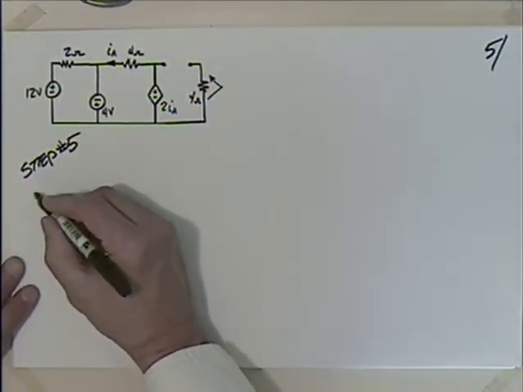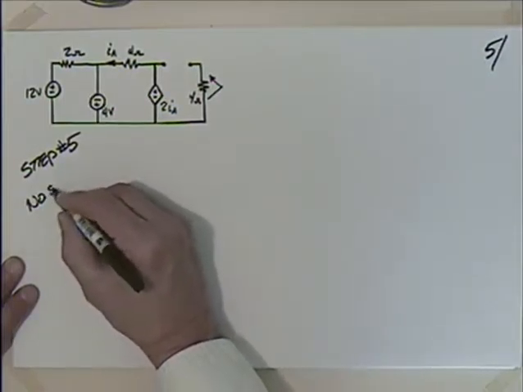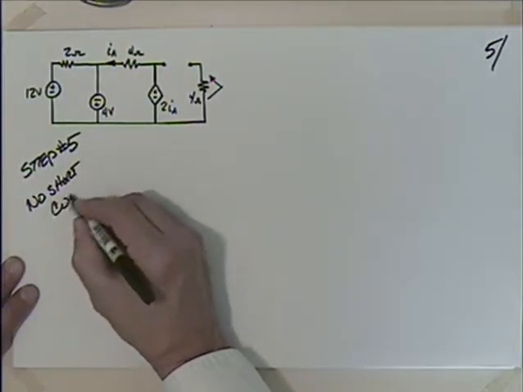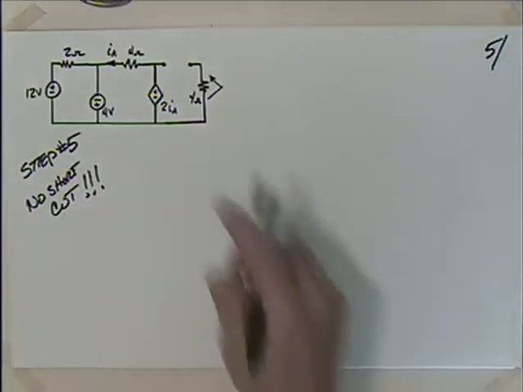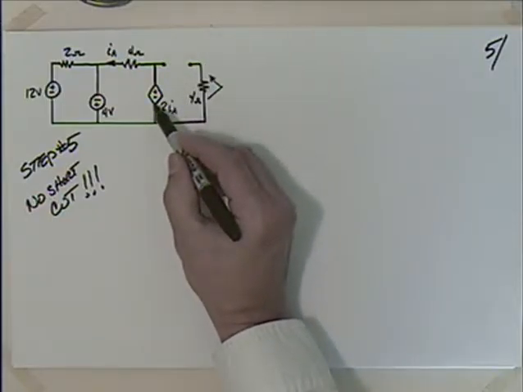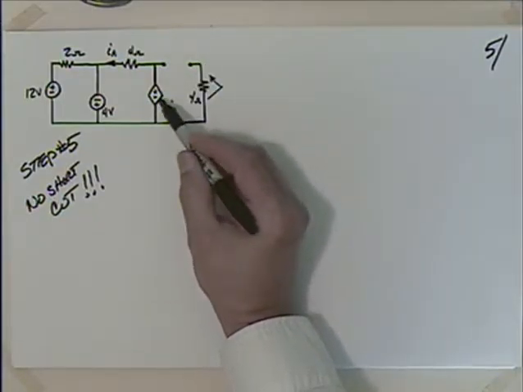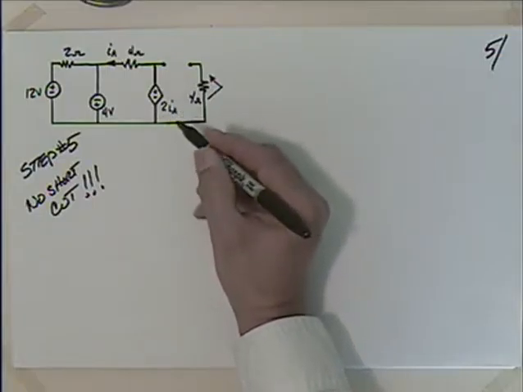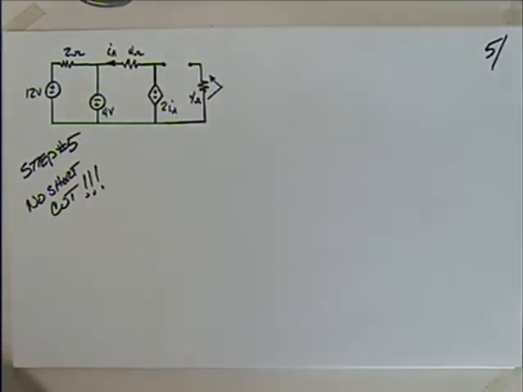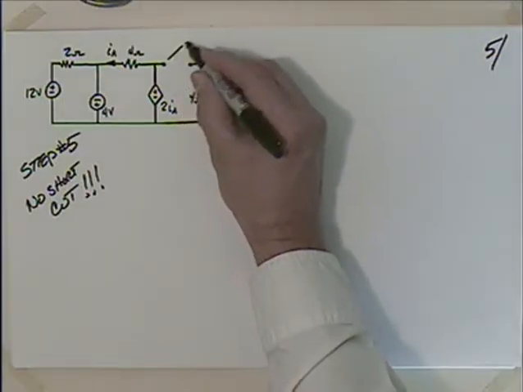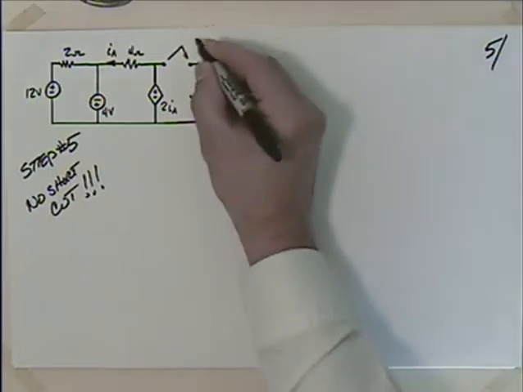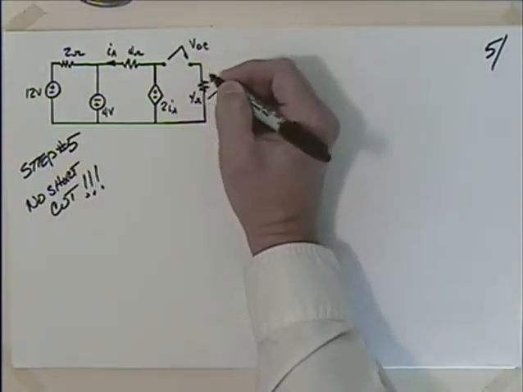Step number 5, and remember, no shortcut. It's not as simple as shorting things and opening things and looking back into those terminals. If we didn't have this thing, we'd be able to do that. Okay, but we have this dependent source, so we've got to work our way through this. We've got to go the long way and come up with our open circuit voltage, which I'll just assume my open circuit voltage like this. So why don't I say that that's V open circuit.